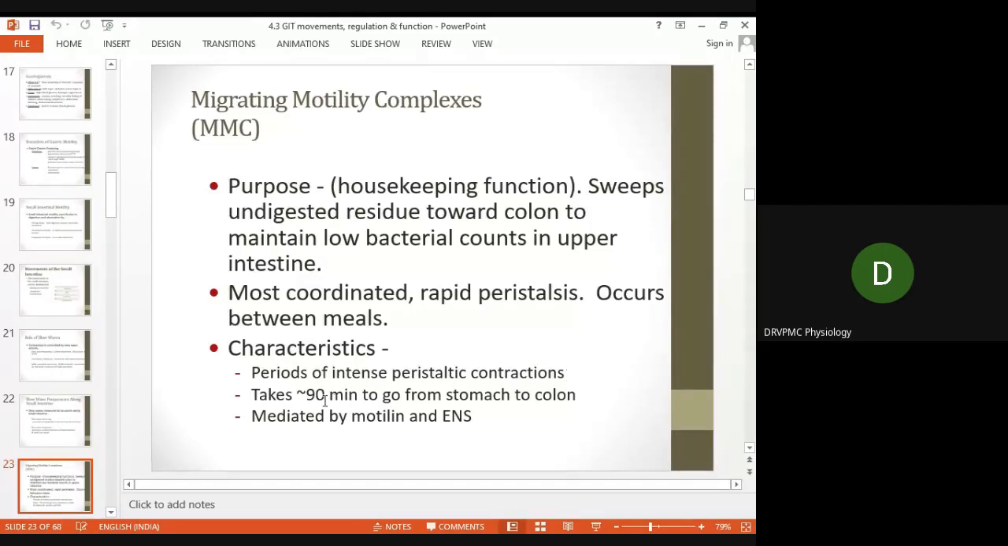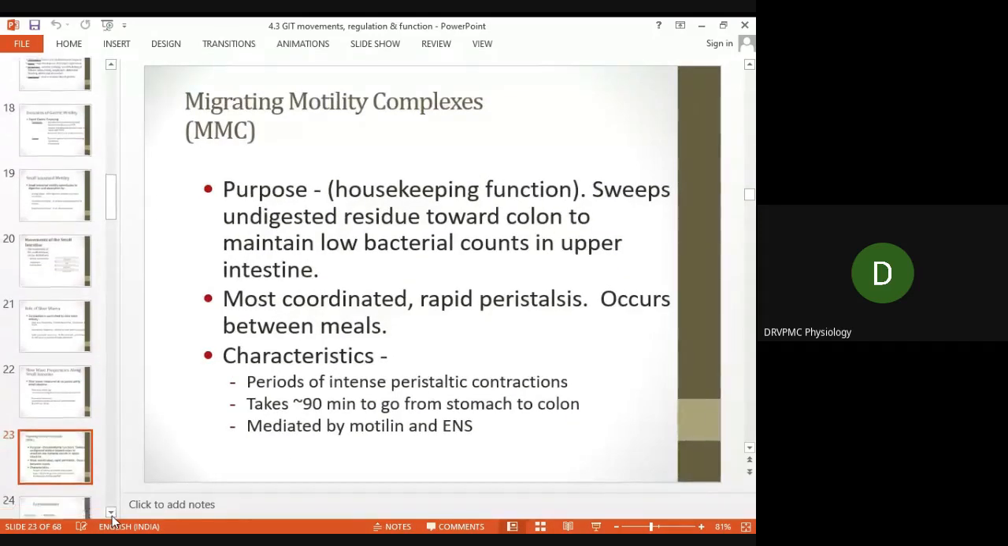It takes about 90 minutes to go from stomach to colon, and it is mediated by the hormone motilin and the enteric nervous system. ENS stands for enteric nervous system. So that is about migrating motor complexes.